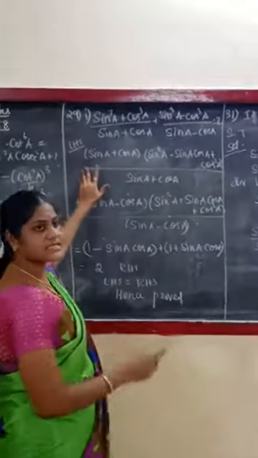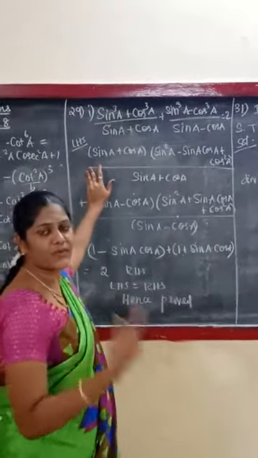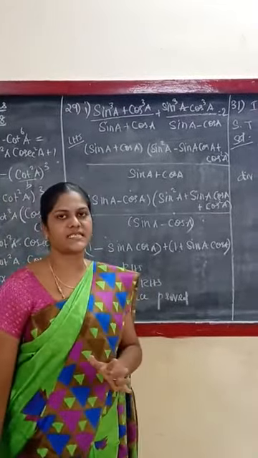Next, the 26th second sum, 27 and 28 are homework. Trigonometry is the easiest content.